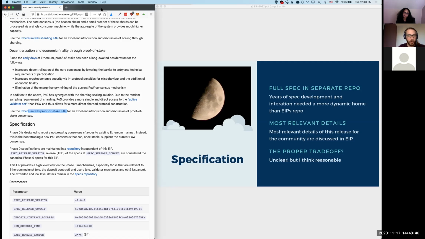Some of the other larger R&D efforts right now, for example, stateless Ethereum, and yeah, stateless Ethereum being the big one. This probably will crop up again, and I think we should figure out the relationship between some of these external spec repos and EIPs. So over here, years of spec development iteration needed a more dynamic home than the EIPs. We brought in the most relevant details.